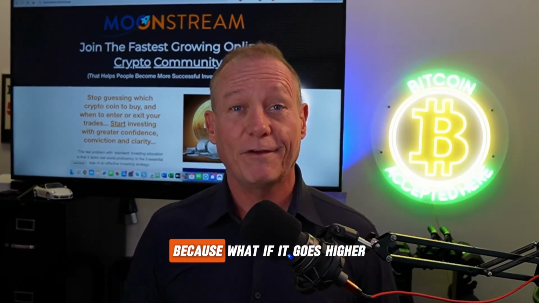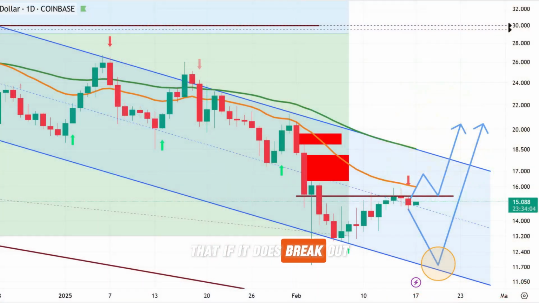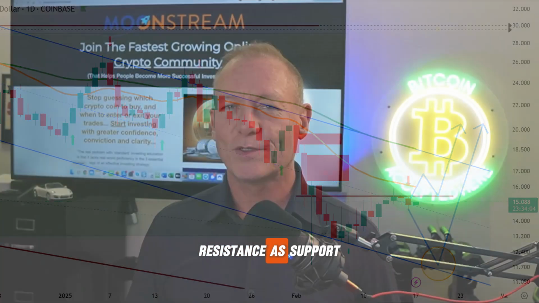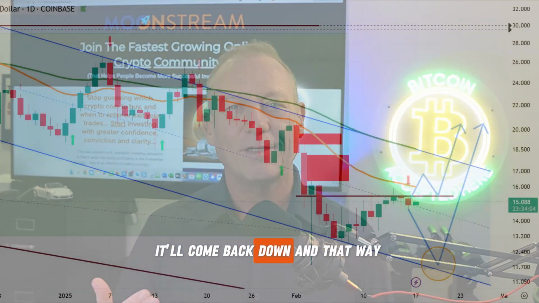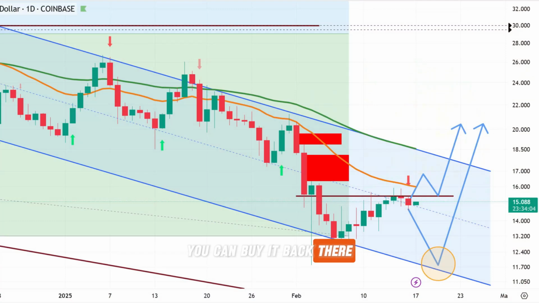Now, some people say, but I don't want to sell here because what if it goes higher? And that's another reason to just sell half the position. The other arrow is showing that if it does break out over this current resistance, we've drawn a red trend line here, where there's resistance now. And if it does go higher, generally these will retest resistance as support. And so what you'll see is that once it breaks out, it'll come back down, and that way you can buy it back there also.